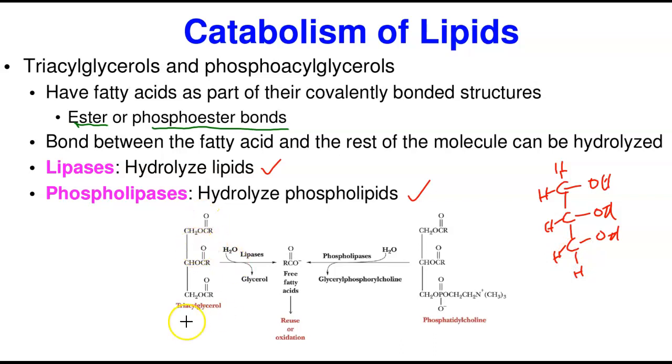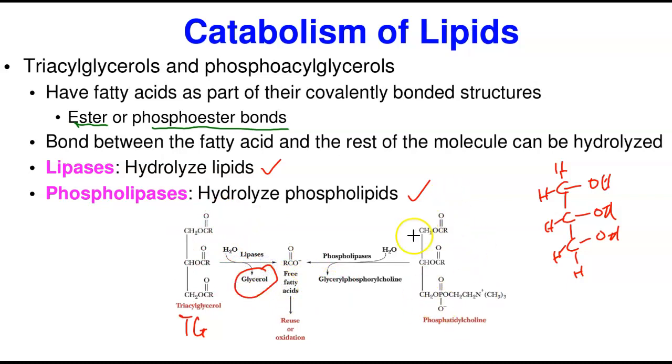This is a triacylglycerol or TG. Now this TG has no phosphate group. So lipases can break this down. Remember, lipases use a water molecule to break this ester bond. So when they break this ester bond, what do they do? They liberate the free fatty acid, and then the glycerol goes free.